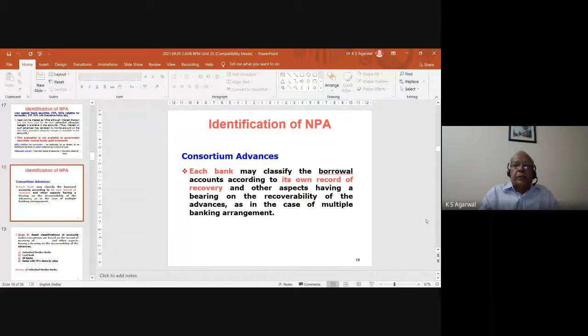In case of consortium advance, there are more than one bank in multiple banking, in consortium advances or in syndicate loans. More than one bank has made advance to a particular borrower. So here each bank has to see what is the record of recovery at its bank. Each bank may classify the borrower account according to its own record of recovery and other aspects having a bearing on the recoverability of the advances, as in the case of multiple banking arrangement.